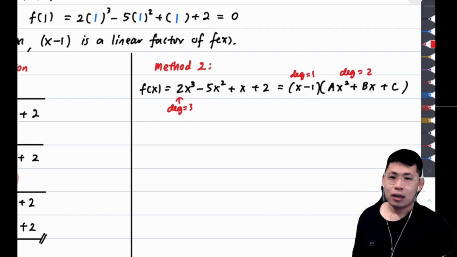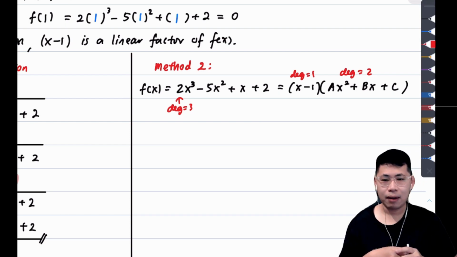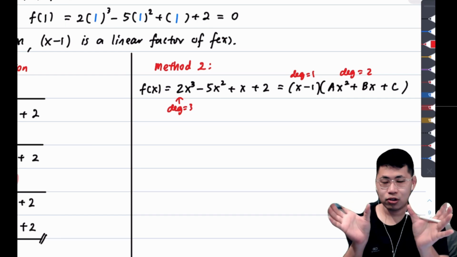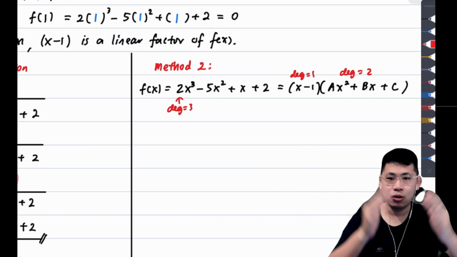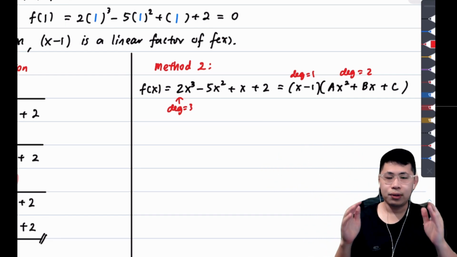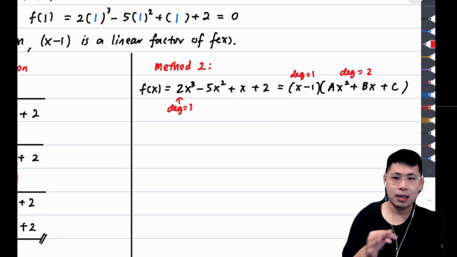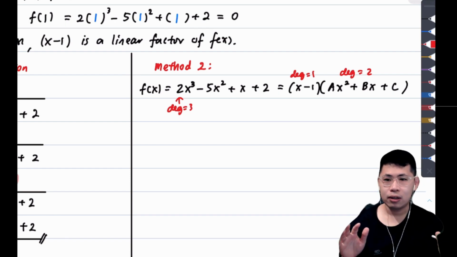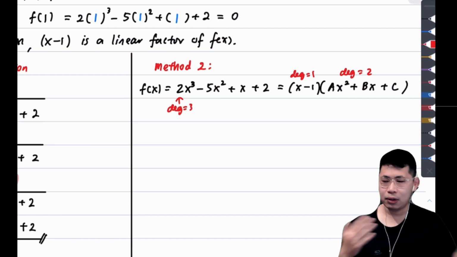Now here we have already broken down to the structure x minus 1 and another quadratic factor. So how do we solve for a, b, and c? But here we don't need to do what we did previously.